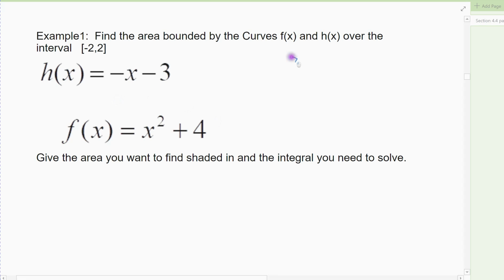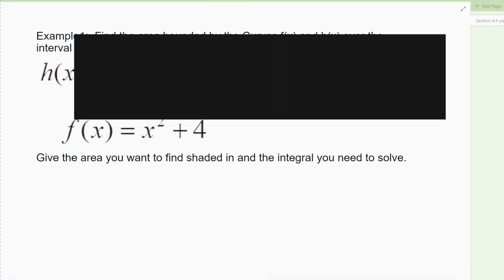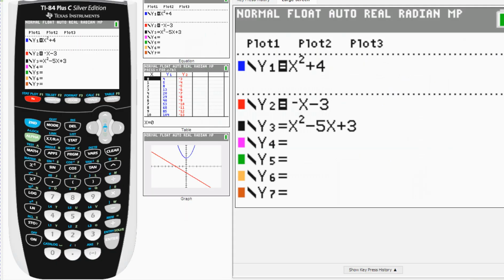So first I'm going to show you that f of x is greater than or equal to h of x from negative 2 to 2. Actually, I believe it's always bigger than it. And I'm going to do this by just showing you graphically. So I'm going to graph the two functions, and I'm going to give the area once shaded in and the integral we need to solve. I think I already have them in my graph here.